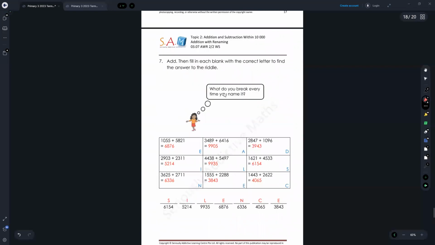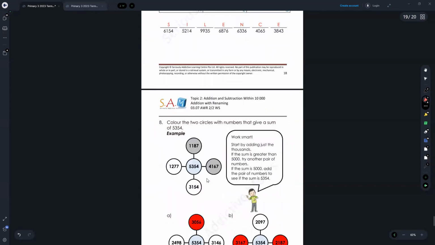This one is a bit time consuming, so I wouldn't suggest doing it in class. They should know what to do. If you like, you may just do one example with them. For example, let's do E. They first have to add up 1,055 plus 5,821, and then 6,876 equals E. They have to look at where 6,876 is, and then they will write the E there.